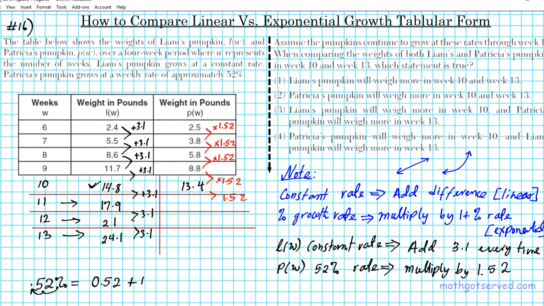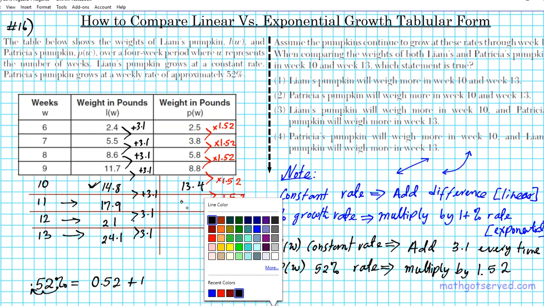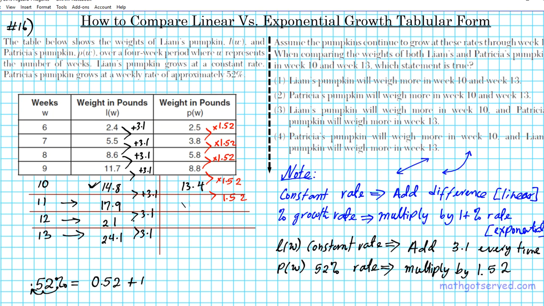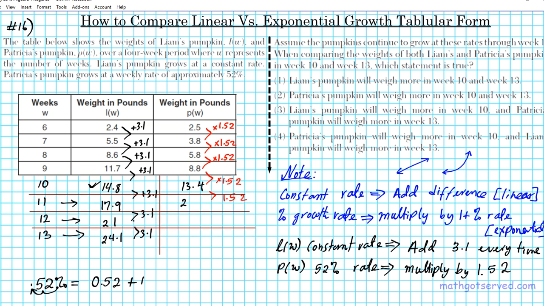We're going to use a calculator here since we're multiplying. We rounded it up, so 13.4 times that common ratio, which is 1.52. Enter. We have 20.4. Oh, look at this. The exponential function has already exceeded the linear function.